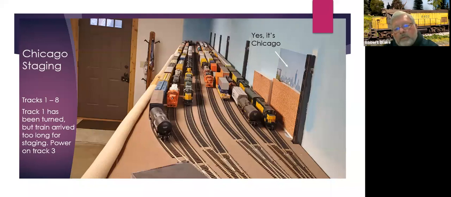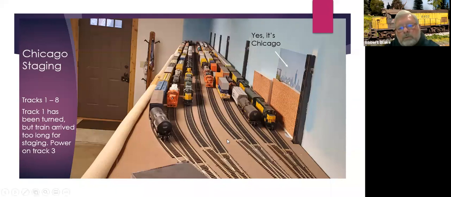I do try to keep one track open in the staging yard if I can, so that I've got a place to start the next session. But in general, I found that 8 tracks seems to be enough. In fact, over here on track 7 is mostly storage at the moment. Those are cars that can be put into other trains as they're rebuilt in between sessions.